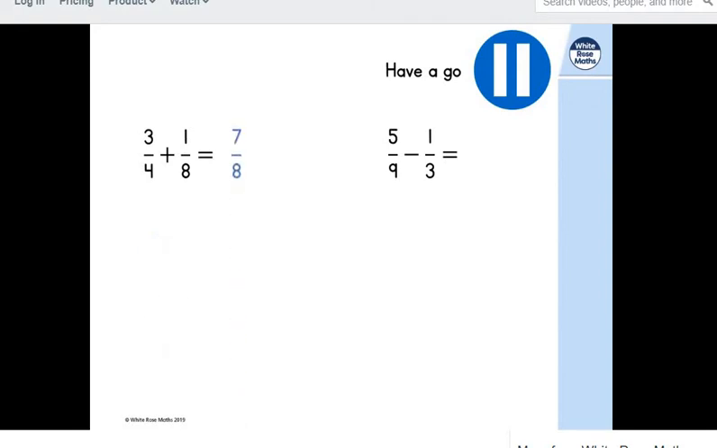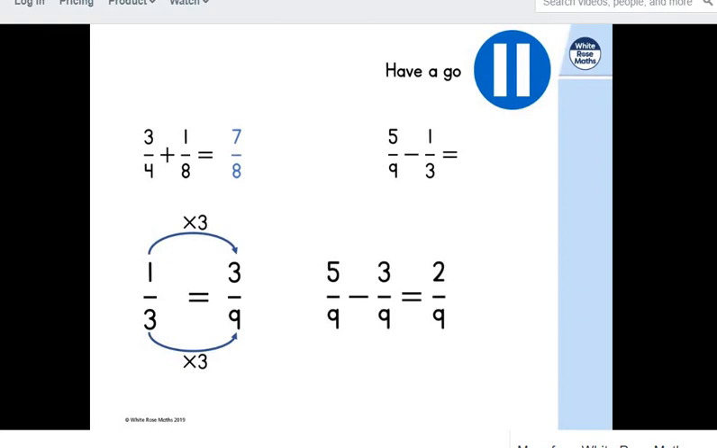What about the next one? We find a common denominator. Well, I know that 9 is a multiple of 3. So 1/3 is equivalent to 3/9. So 5/9 subtract 3/9 is 2/9. There we go.